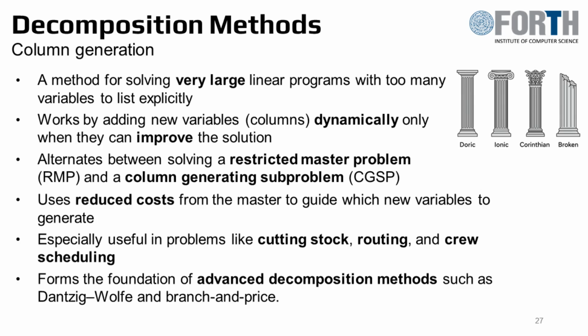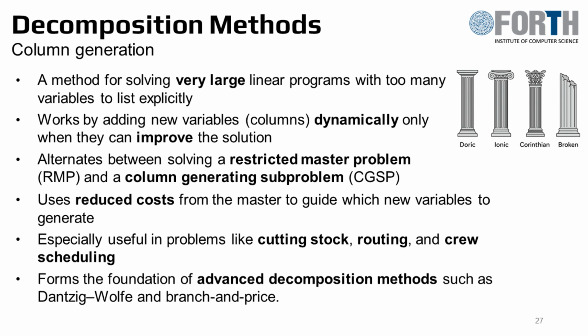We start with a restricted master problem containing only a small subset of variables. We solve this reduced model, then we solve a column generating subproblem whose role is to search for a new variable or column that can improve the current solution. This decision is guided by reduced costs. If the subproblem finds a variable with negative reduced cost, that variable is added to the master problem. If no such variable exists, the current solution is optimal for the full problem.